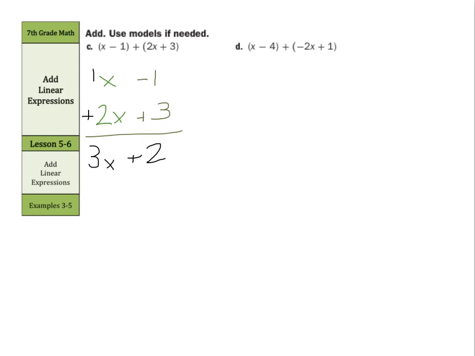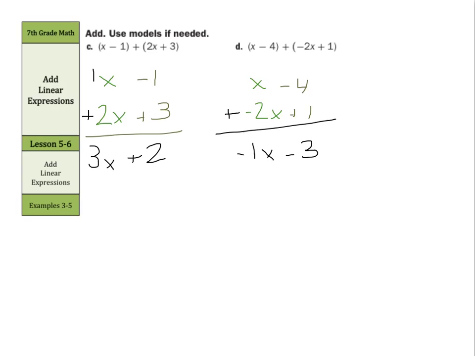What if we write this next one in columns? We would have x minus 4 plus negative 2x plus 1. Well, once again, negative 4 plus 1 is a negative 3. And x plus a negative 2x is a negative 1x. So we have negative 1x minus 3.